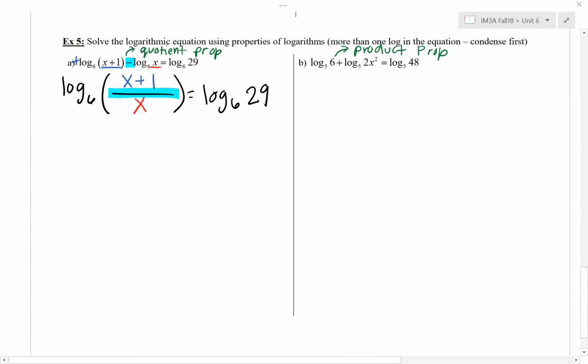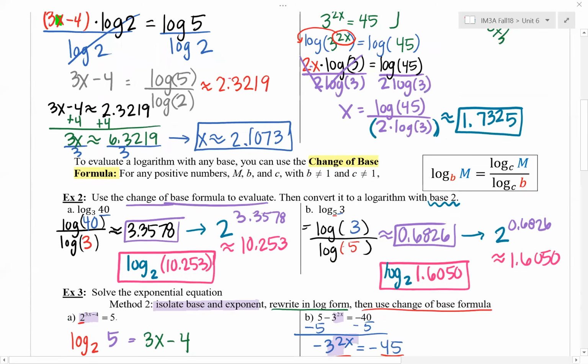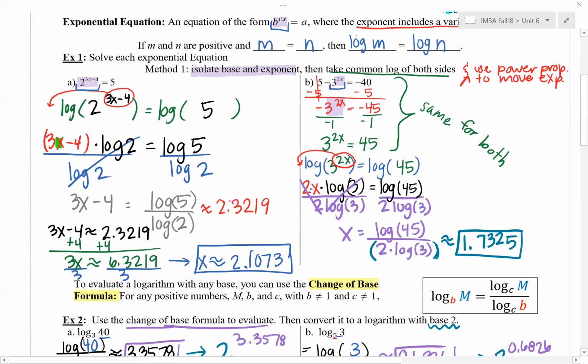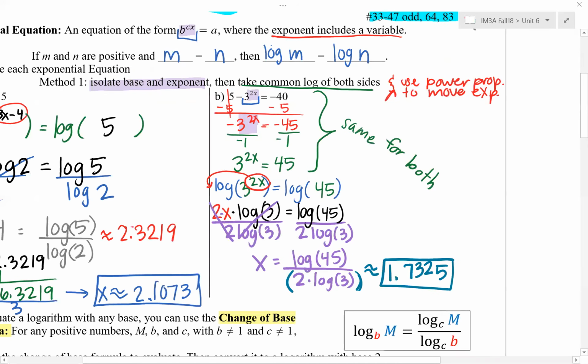So when I have a log equal to a log, what we learned when we talked about exponentials, I'm going to back up a little bit, is that if I have a log of n equal to log of m, which is essentially what I have right now, that's equivalent to m just equaling n. So what this means is that I can ignore the logs and just use the values that I'm taking the log of.